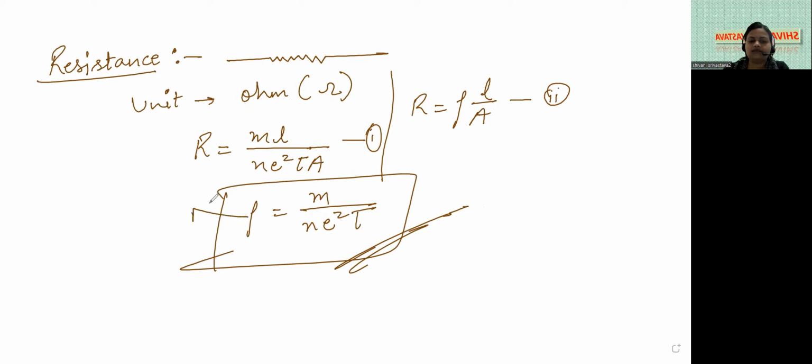Rho is what? Rho is the resistivity of the conductor. Resistivity means a property of the material. Rho, the resistivity of the conductor, depends on the relaxation time.